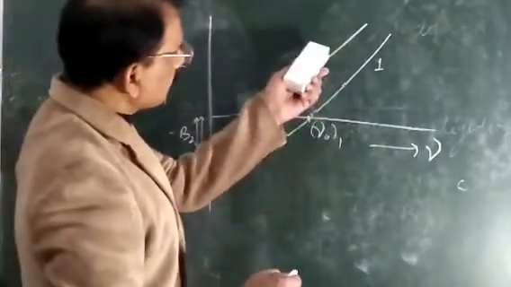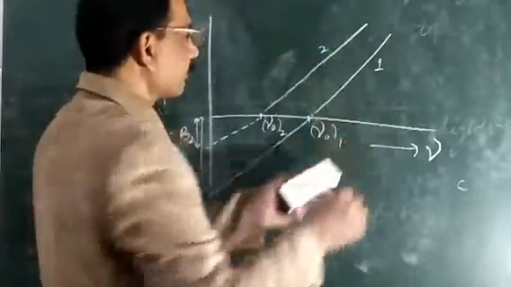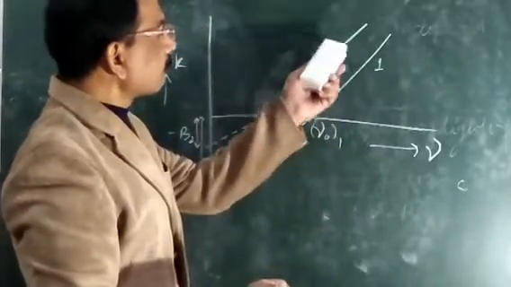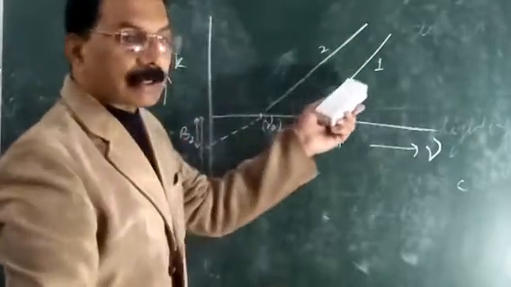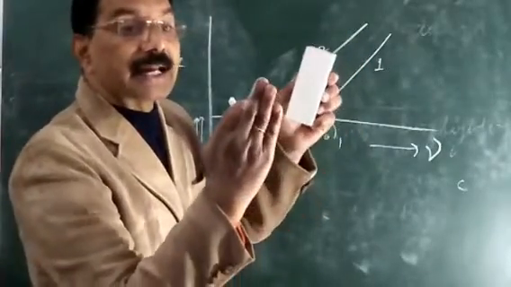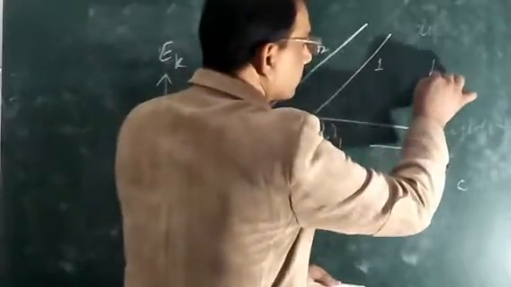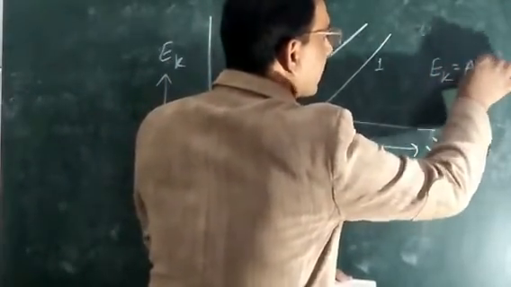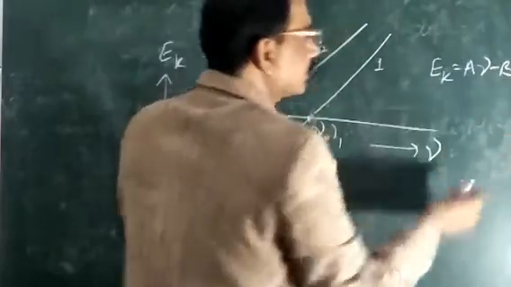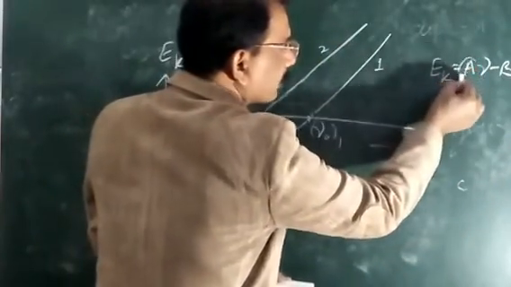And here it is observed experimentally that for different materials, these graphs come out parallel. Parallel graphs mean their slopes are equal. And you already have this formula: Ek is equal to A nu minus B. So here A is the slope of this graph.